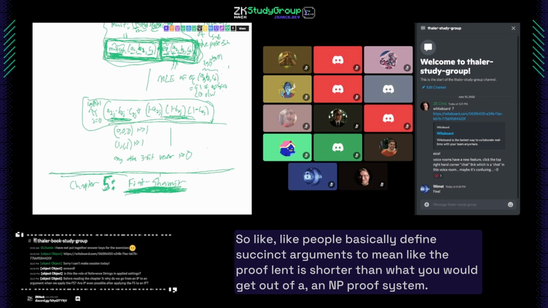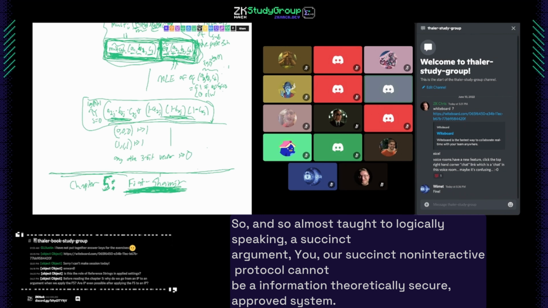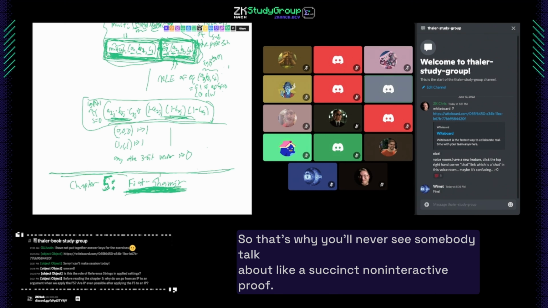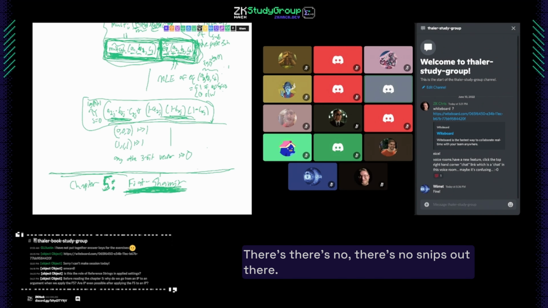People basically define succinct arguments to mean the proof length is shorter than what you would get out of an NP proof system. So almost tautologically speaking, a succinct argument, or a succinct non-interactive protocol, cannot be an information-theoretically secure proof system. That's why you'll never see somebody talk about a succinct non-interactive proof. There's no SNPs out there. There's only SNARGs and SNARKs, succinct non-interactive arguments.